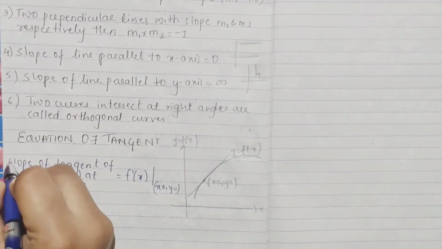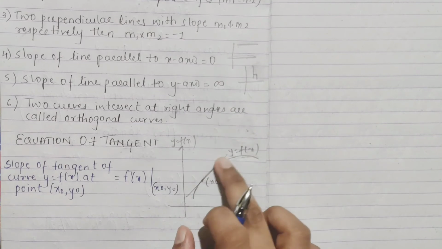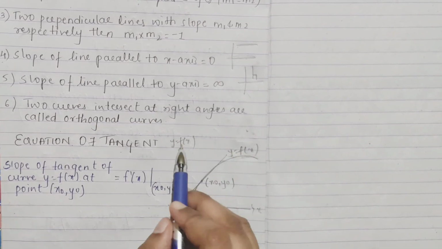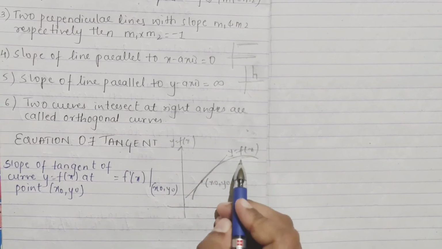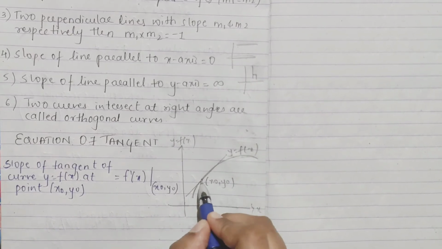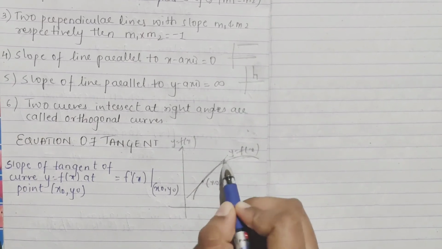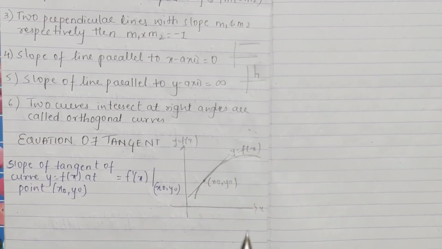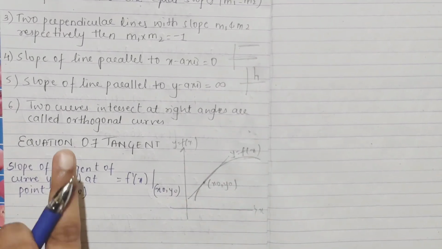So we have to find the equation of a tangent. I have taken a curve, y is equal to f of x, with the x-axis and y-axis. Suppose there is a point (x0, y0) on it, and I have drawn a tangent passing through that point. Now you have to find the equation of the tangent.